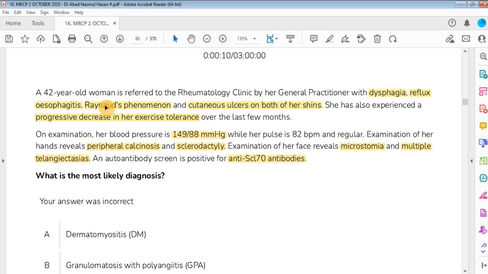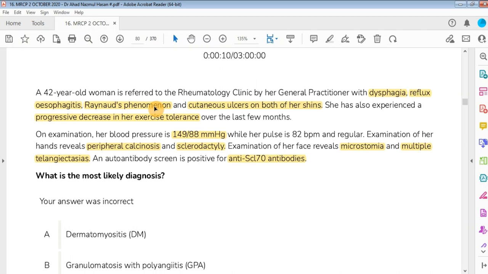So what is the treatment for Raynaud's phenomenon? Calcium channel blocker. Yes, we should go with the calcium channel blocker, and the most commonly used is nifedipine. And patients with systemic sclerosis often develop scleroderma renal crisis when being treated with steroids. So what should be the choice of treatment for scleroderma renal crisis? We should go with either ACE inhibitor or ARBs.